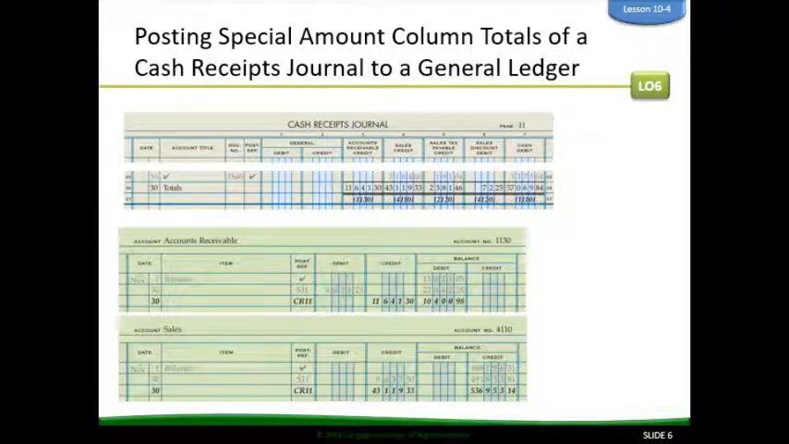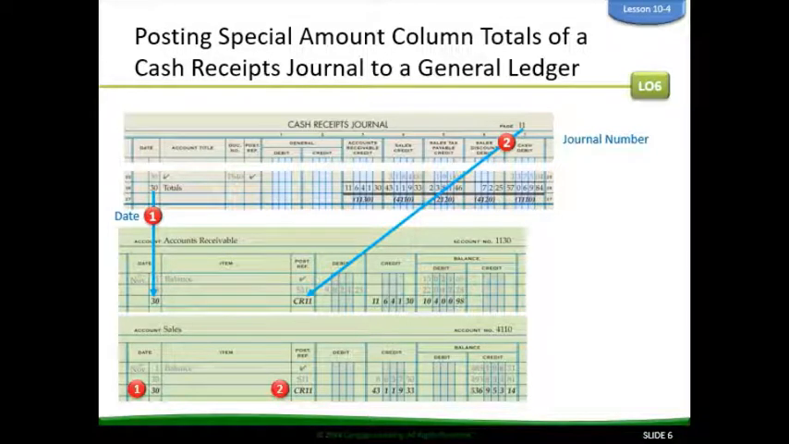So now we're going to post the special amount column totals of the cash receipts journal to a general ledger. We've done this with other journals before. So you take the date and you bring it down to the accounts receivable general ledger account and the sales general ledger account. So we're going to bring that down to both of those. We're going to post reference as CR11 for cash receipts journal, page 11. We're going to bring the $11,641.30 accounts receivable credit down to a credit on the accounts receivable ledger.